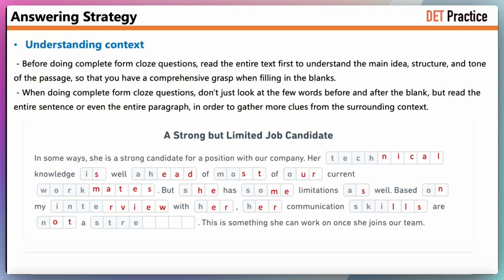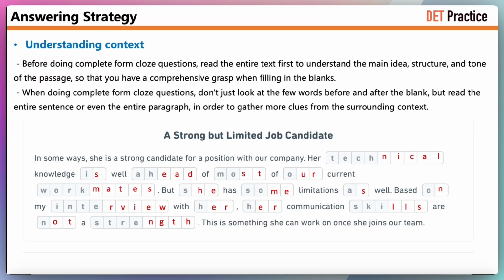But the last word to fill in, starting with stre, doesn't match the spelling of strong. And there's an article before it, so it should be a noun. What's the noun form of strong? Strength. All right, we've completed this question. As you can see, when doing this type of question, understanding the context is crucial. Remember, read first, then fill in the blanks. Are there other methods that can help us solve these questions?